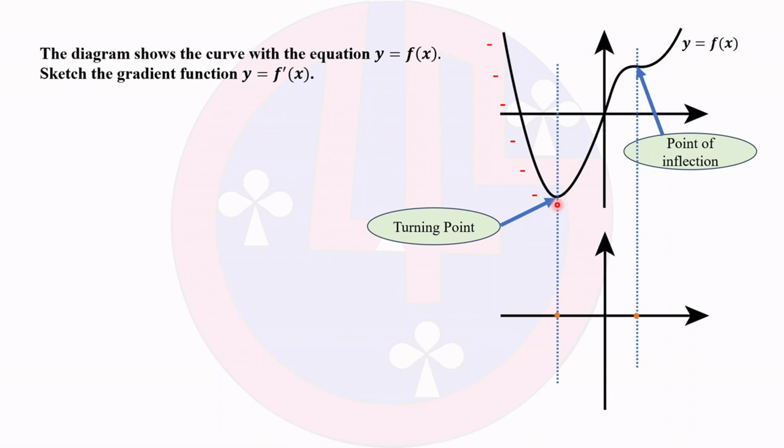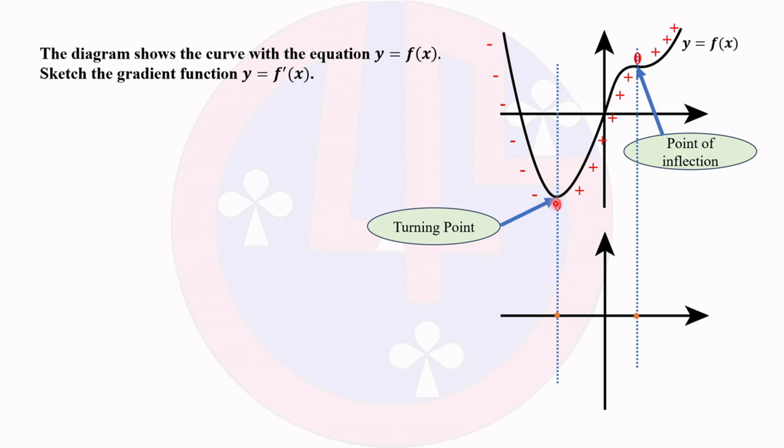Then at this point, the turning point, the gradient is 0. On the right side of this point, we can see that function values are increasing. That means the gradient is positive. Then at the point of inflection, the gradient is 0. Then again at all these points we can see the gradient is positive.